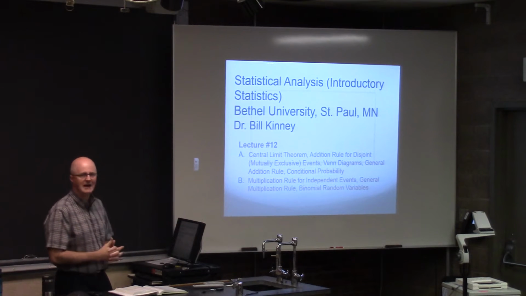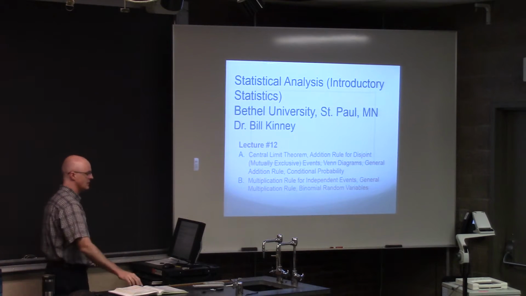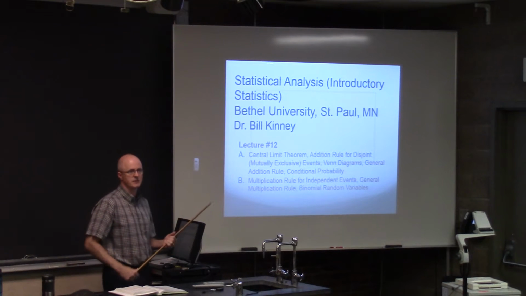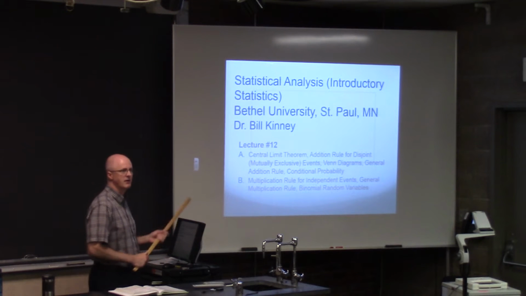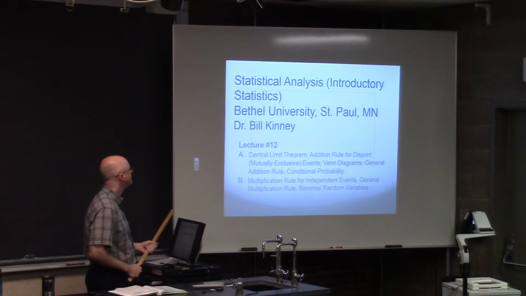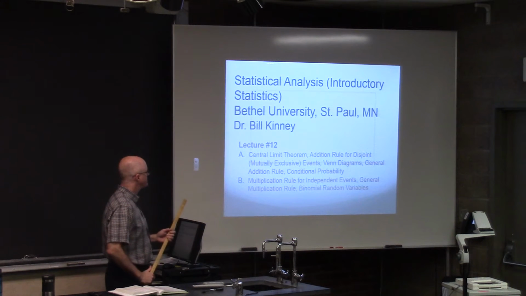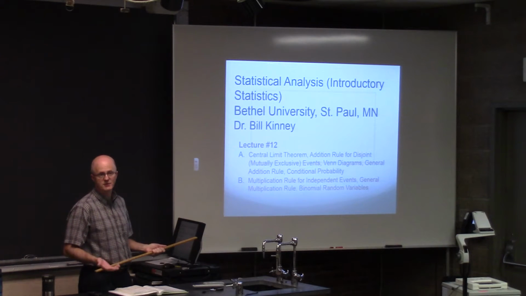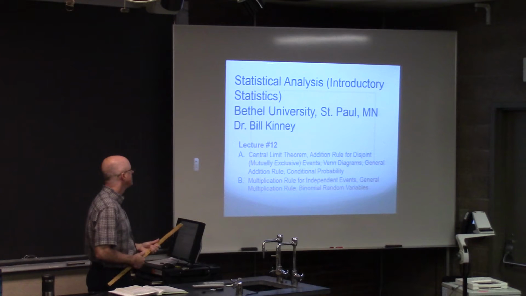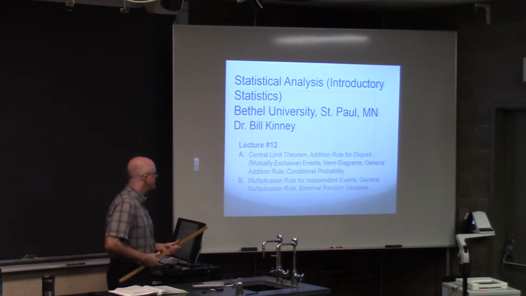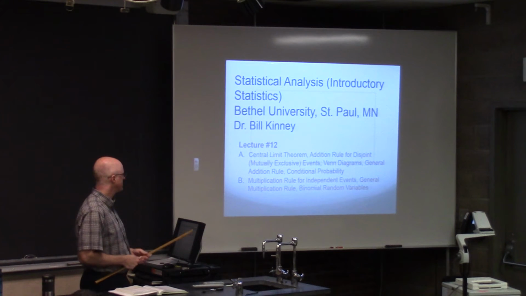Here's the outline of the class today. So lecture A, we'll do another example with the central limit theorem. That's going to be our most important kind of calculation, by the way. This calculation is using the central limit theorem. Addition rule for disjoint events. Disjoint events are also called mutually exclusive events. Our book calls them disjoint. Venn diagram, that's something new. General addition rule, conditional probability.